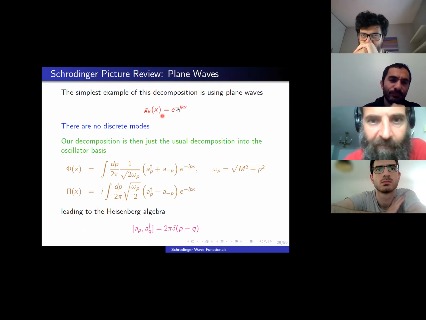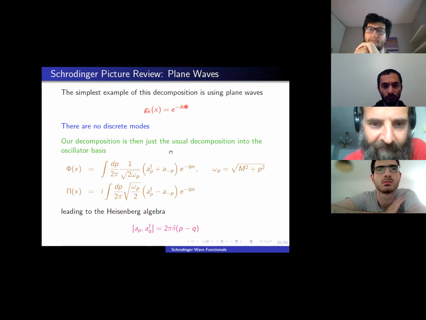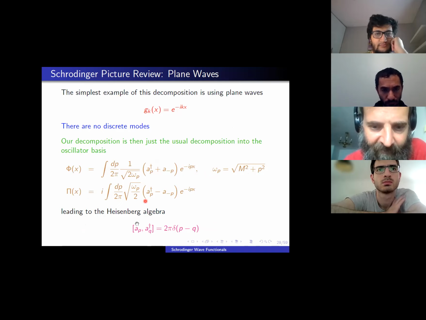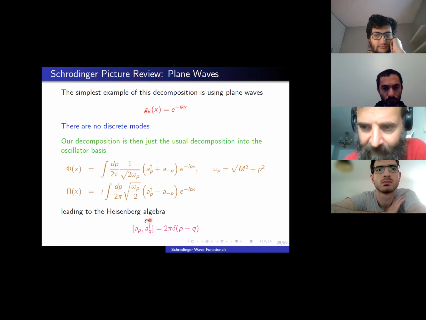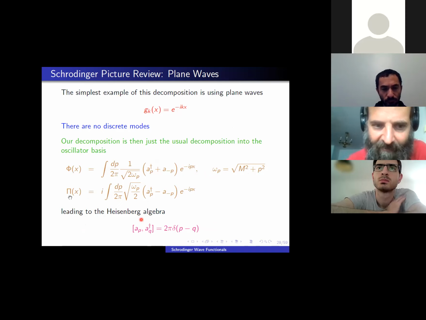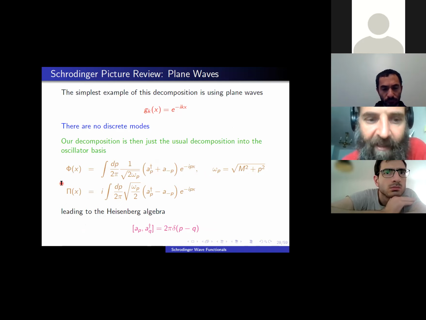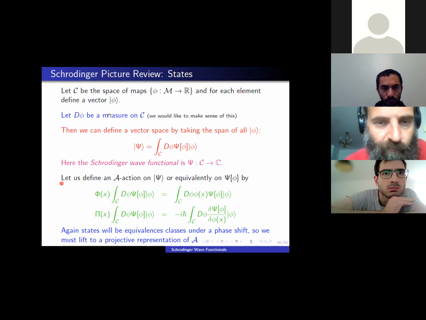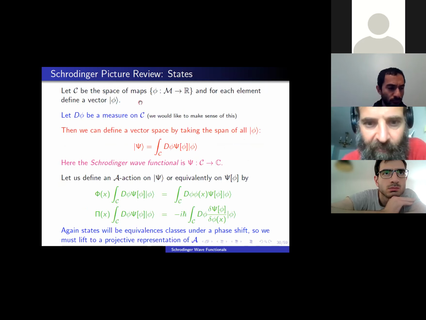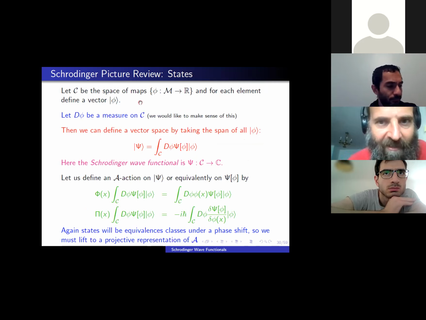Okay, so the simplest example is if G are these plane waves, and then the decomposition is just the one that everybody likes, giving you a Heisenberg algebra. So these A and A dagger are another basis of the same algebra spanned by phi and pi. Okay, so now for the black magic, trying to construct a vector space.